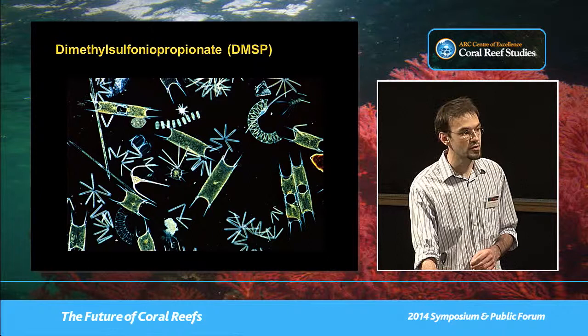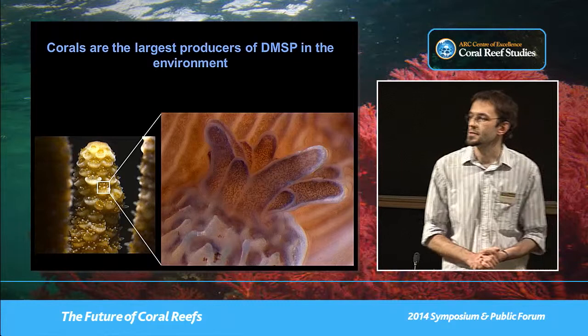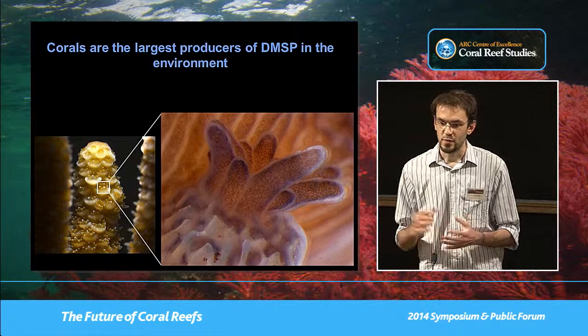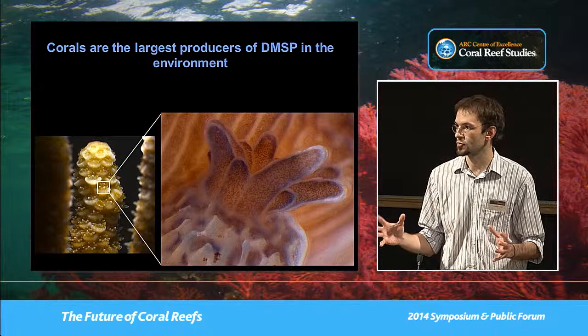In fact, because of the densities of Symbiodinium we find in reef-building corals, DMSP concentrations in these organisms are incredibly high, the highest reported in any environment.